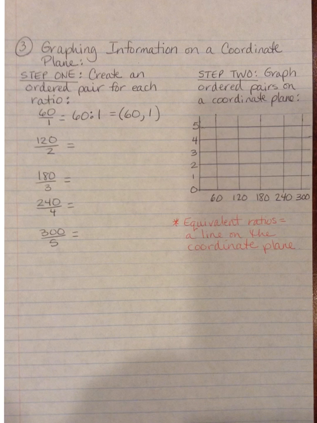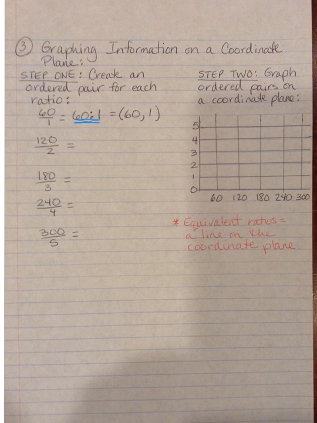And so the first thing we're going to do to graph information on a coordinate plane is, step 1, create an ordered pair for each ratio. So I'm going to use the ratios that I used in step 2. I'm going to use those same ratios to create my ordered pairs. So one way you can think of it is you say 60 to 1. Another way to write that is with the colons, 60 to 1, like this. And that kind of helps you to know how to place them on your graph.